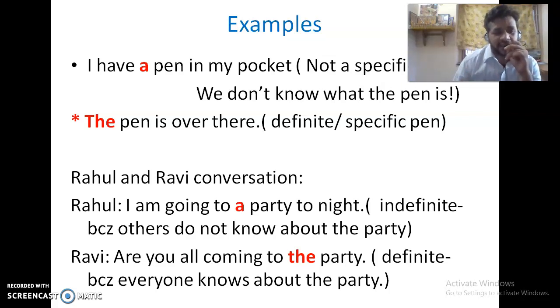Coming to the next sentence, Ravi said, are you all coming to the party? Because in the perception of Ravi, everybody knows about the party. సో రవికి ఉద్దేశంలో ఏంటంటే అందరికీ ఆ పార్టీ గురించి తెలుసు కాబట్టి ఆర్ యూ ఆల్ కమింగ్ టు ద పార్టీ, దట్ పార్టీ మీన్స్ ఎవ్రీబడి నోస్ బికాస్ everyone knows about the party.